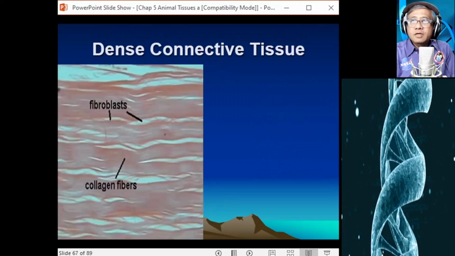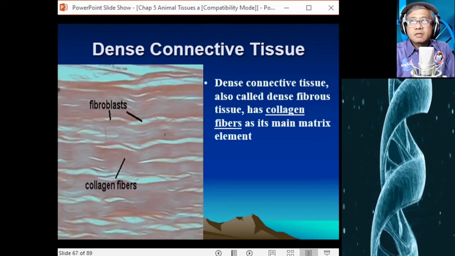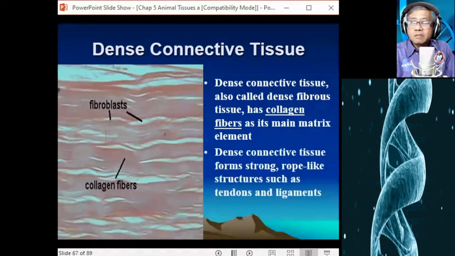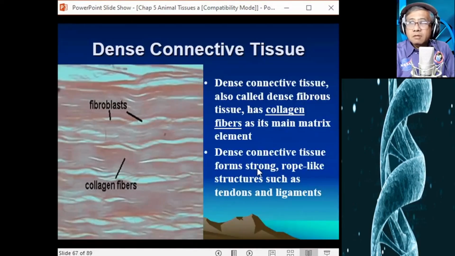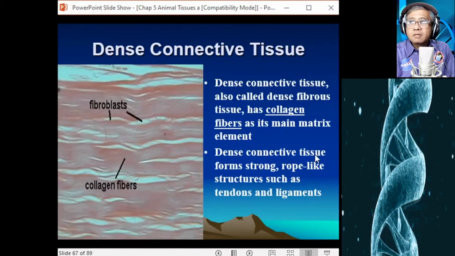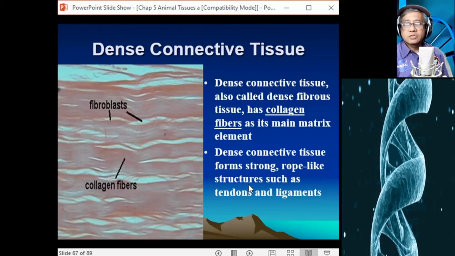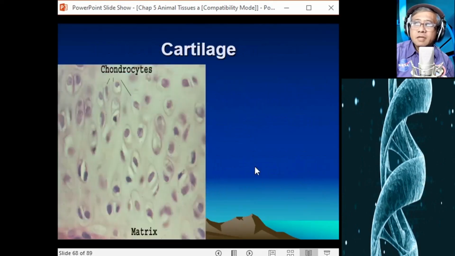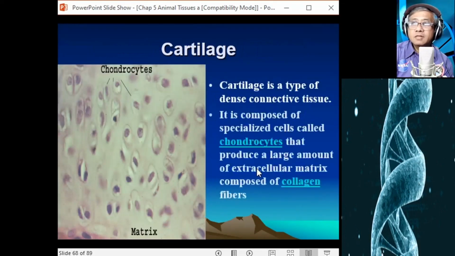Okay, for dense connective, we have the following, like the tendons and ligaments. We have regular and irregular. Dense connective tissue form strong rope-like structures like the tendons and ligaments. Then for supportive connective tissue, we have bones and cartilage.